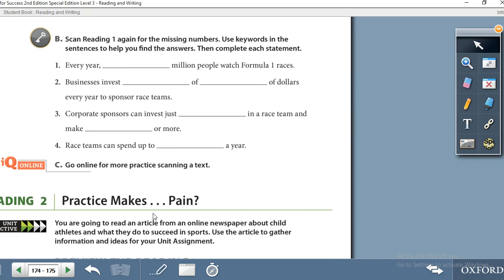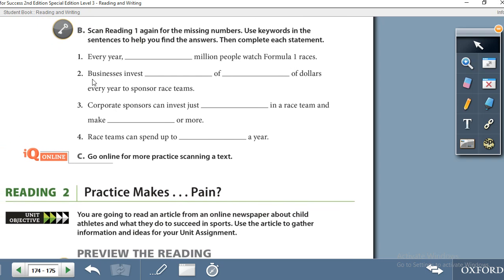Okay, let us move on. So they have exercise B, page 175. Scan reading 1 again for the missing numbers. Use keywords in the sentences to help you find the answers. Then complete each statement. So you're going to scan reading 1 again for the missing numbers, and then use keywords in the sentences to help you find the answers. So once again, you're going to get all of the information from reading 1.